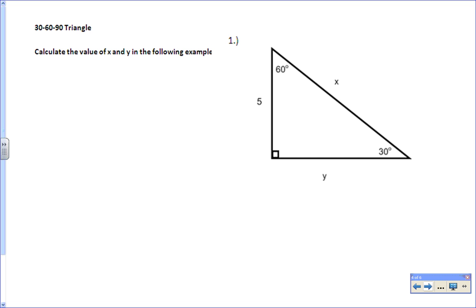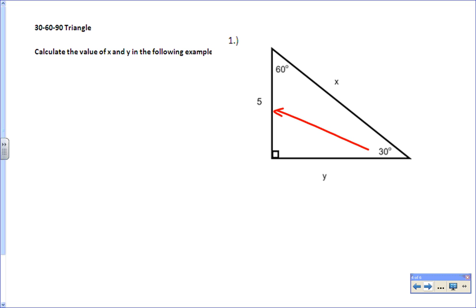So we've got across from 30 is 5. Will 5 be the largest side, the medium side, or the smallest side in this triangle? It's got to be the smallest, right? Largest being the hypotenuse, and then Y in this case is going to be medium, kind of in between the two.